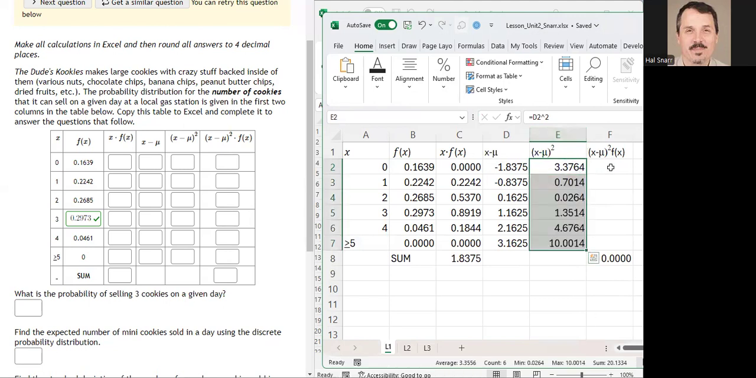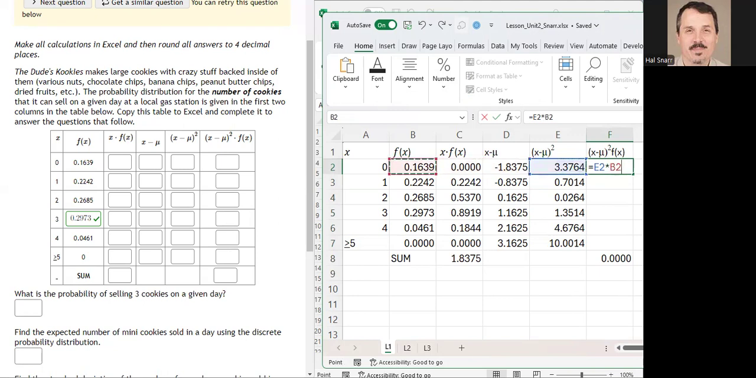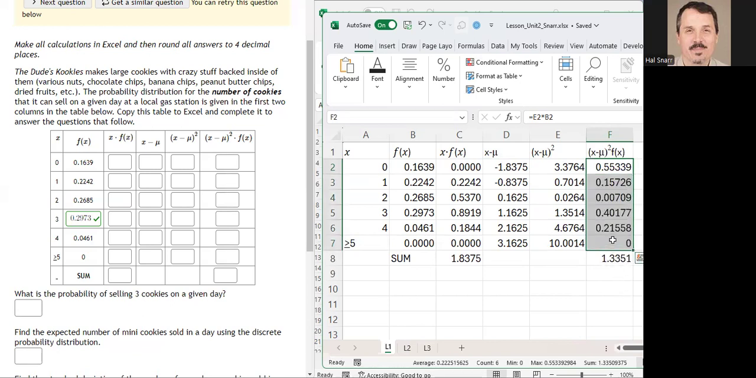Okay. Now, the last thing I need to do is multiply the square deviation from the mean by the probability, which is 0.1639. And then I need to do it for all of these, right? Okay. So the sum of this final column is the variance. Then I'll set these at 4 decimal places too, right? So let's just see if we got these correct.